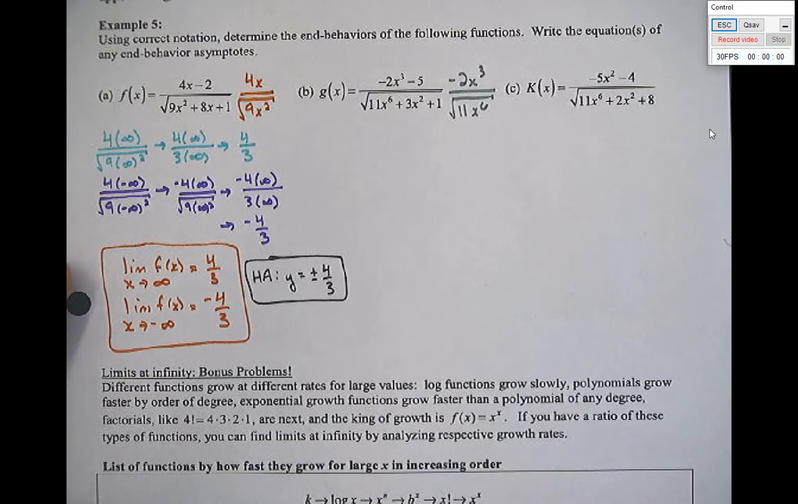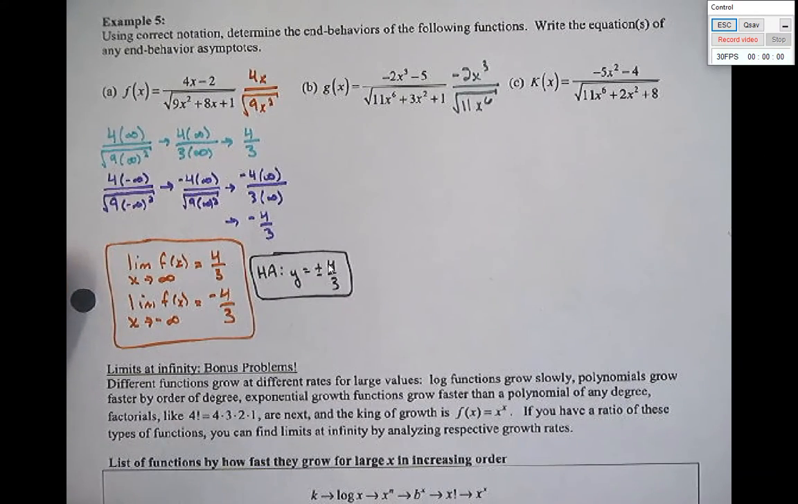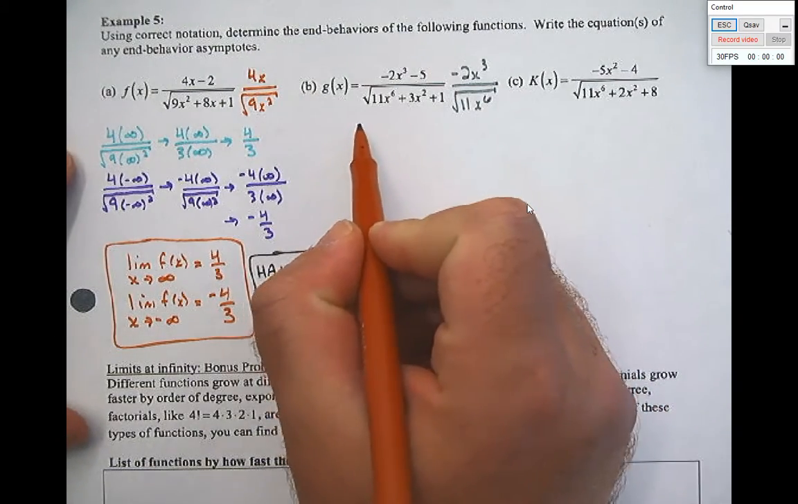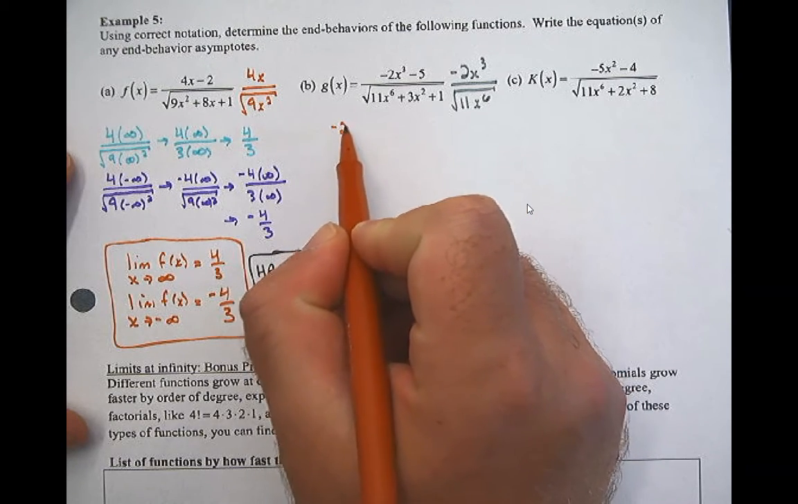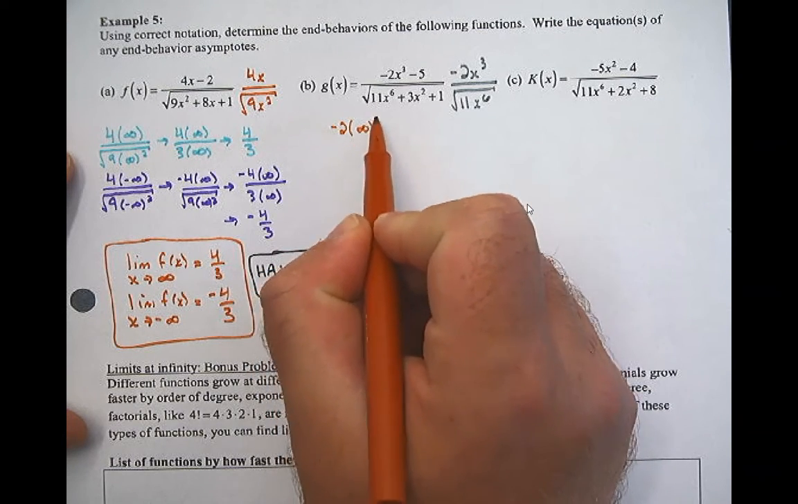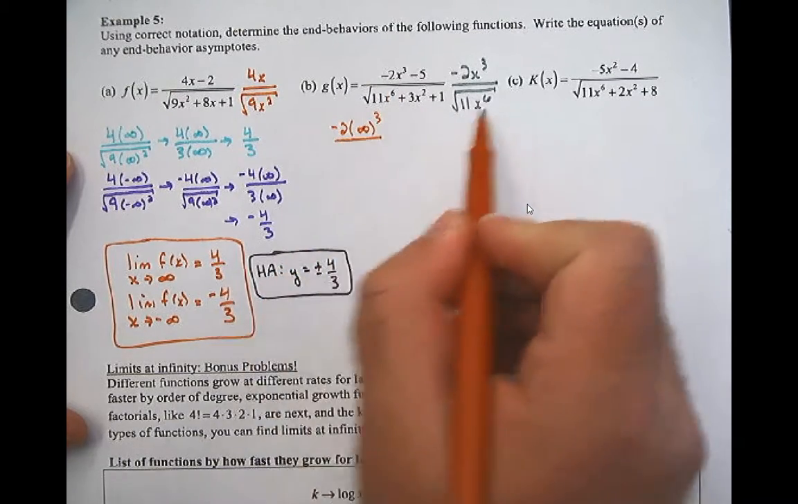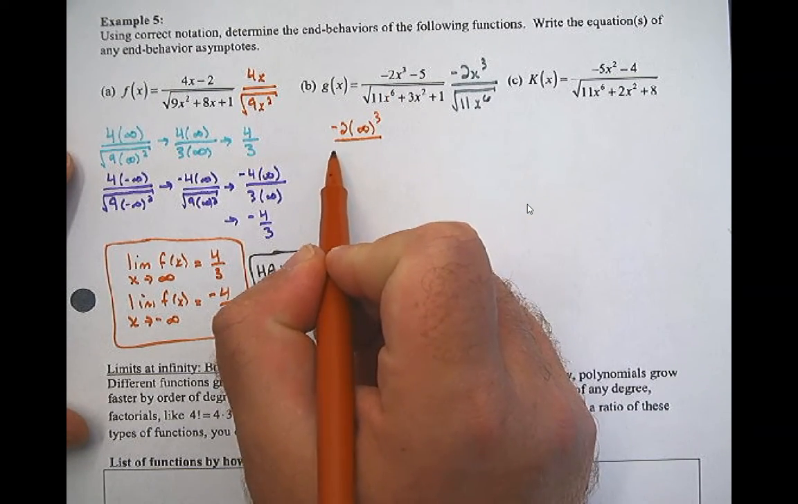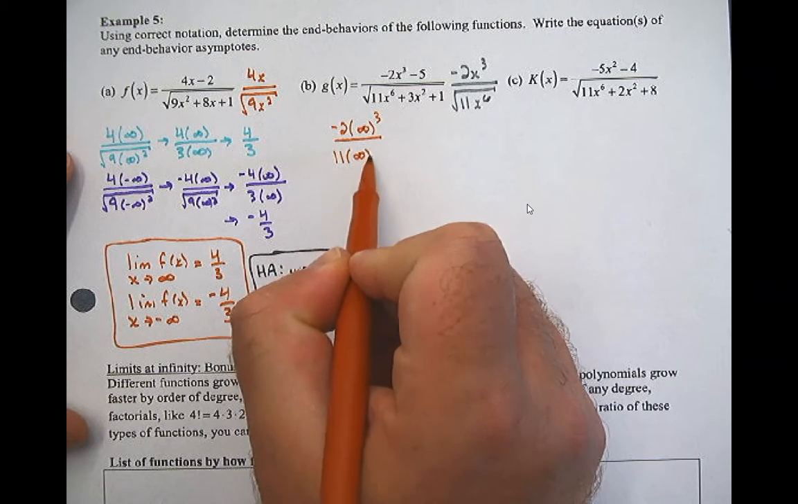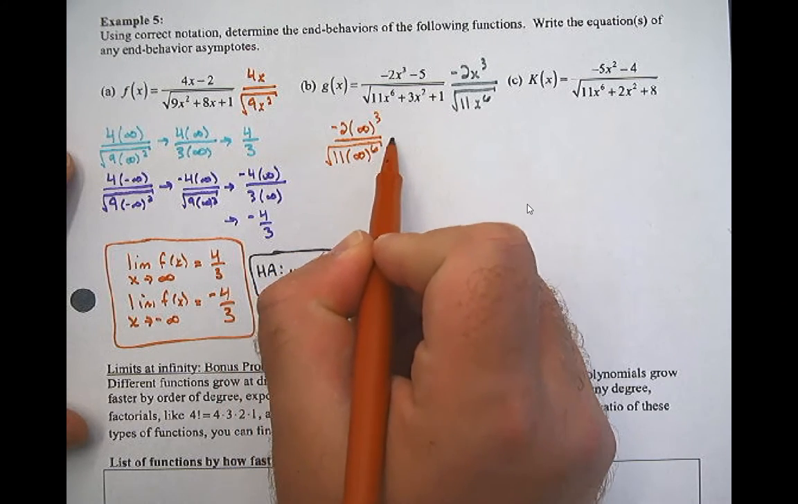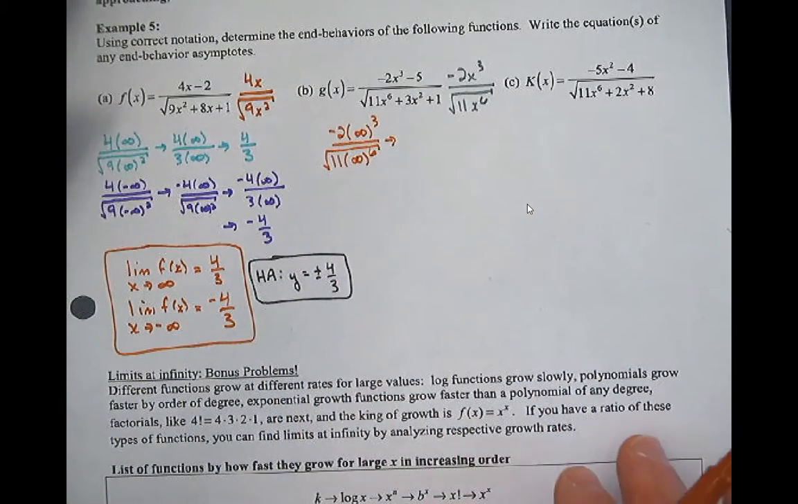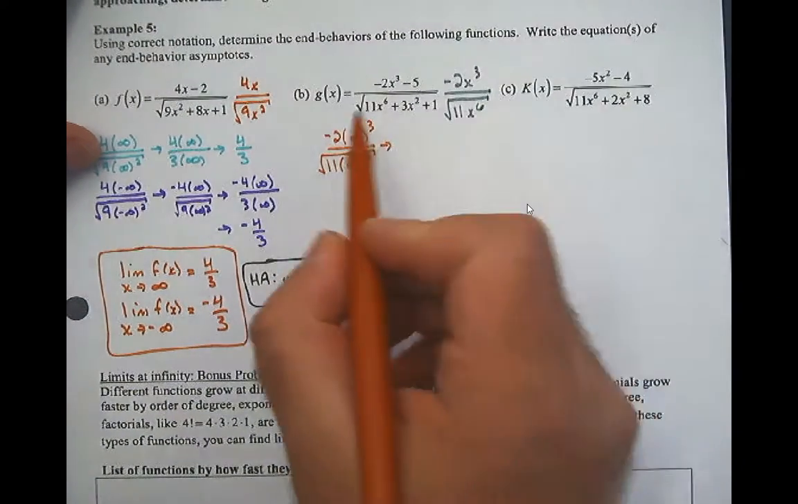All right, let's see how I do picking up after where we left off. So, okay, here we are. This is my end behavior model. Now I'm going to start to plug in some infinities. So that would be negative 2 times infinity cubed over, and then this is what I was talking about. You've got to be careful. We can't clean this up first. We have to plug in the infinity and then clean it up after. In this case, it won't really matter, but in the next one it will.